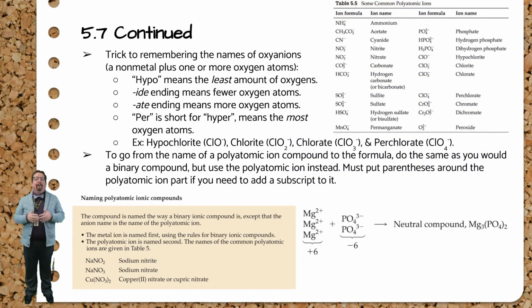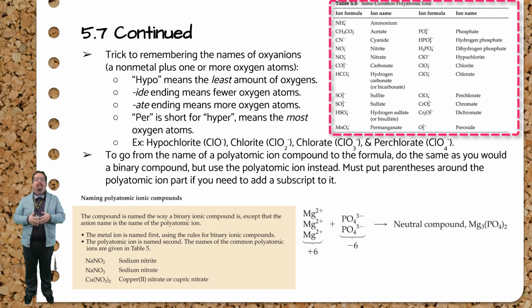Ternary ionic compounds consist of an element and a polyatomic ion. Here's a list of the common polyatomic ions. A nice trick for remembering the ions with a nonmetal and an oxygen is that in order from least to most oxygens, they're named hypo, ide, ate, and per, which is short for hyper. For example, ClO is hypochlorite, while adding an oxygen gives us chlorite. Adding another oxygen gives us chlorate, and then another is perchlorate.